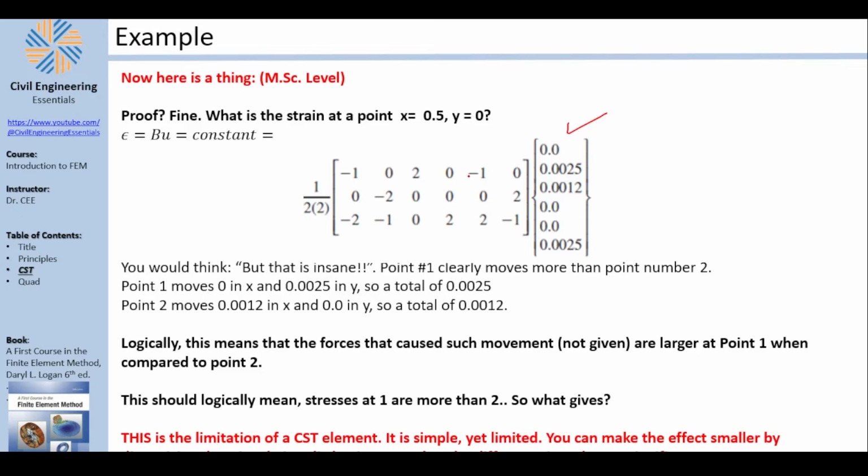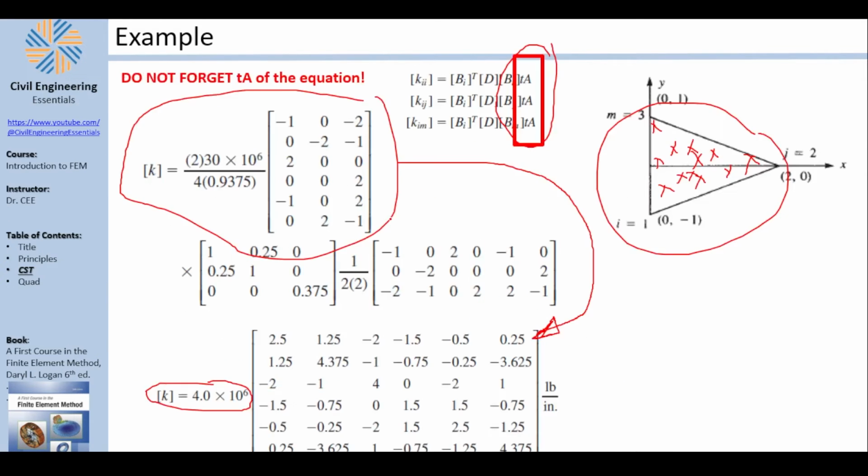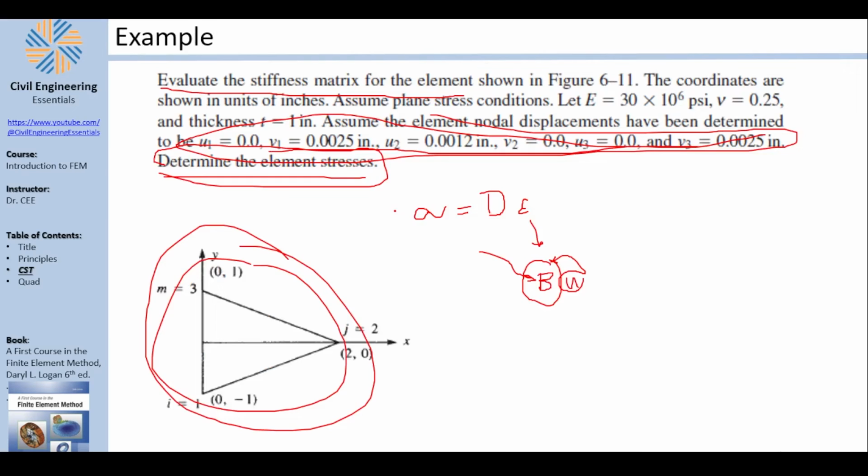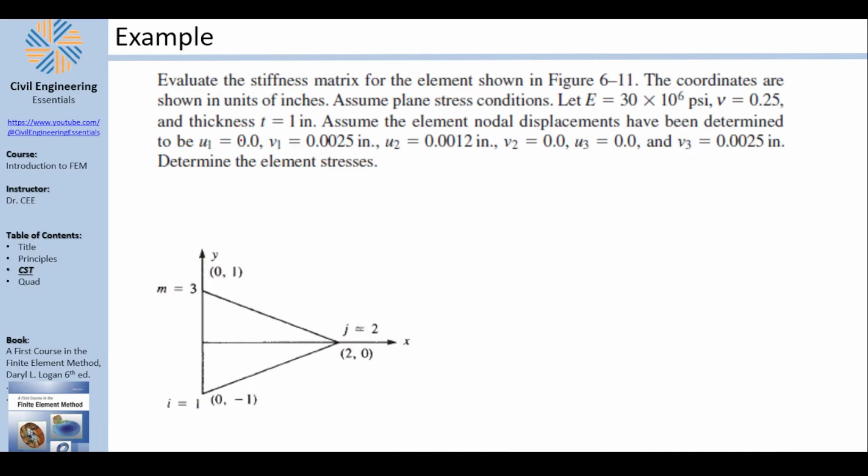How can a triangle have the same stress everywhere? Of course, I would ask you, why do you think this is insane? You would answer and tell me, well, go back to the problem. If you go back to the problem, you can see that point number 1 is moving 0.025 in y, you can see this here, and nothing in x. You can see that point 2 moves in the x 0.012 and nothing in y. And you can see that point 3 moves up 0.025 and nothing in x.